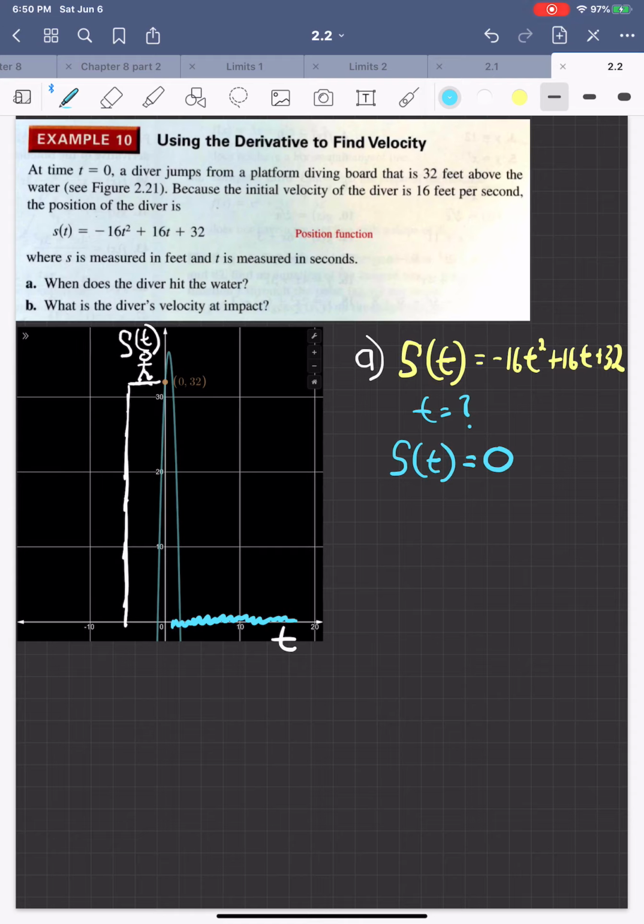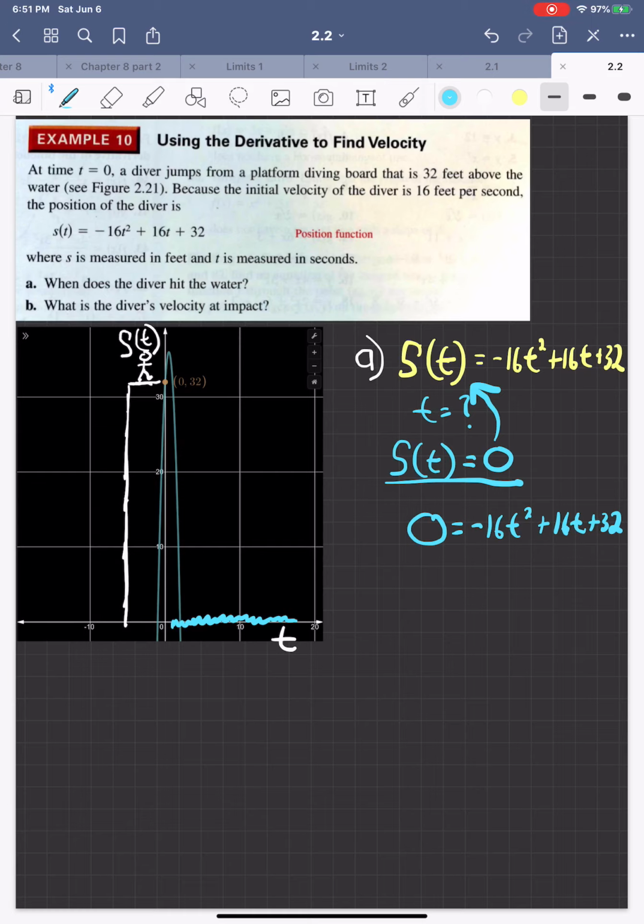So part A is not a calculus question. It just says, when does the diver hit the water? That's basically saying, when does height equal 0? Or when does S of t equal 0? So all we're going to do is plug 0 in for S of t. So now we have 0 equals negative 16t squared plus 16t plus 32.